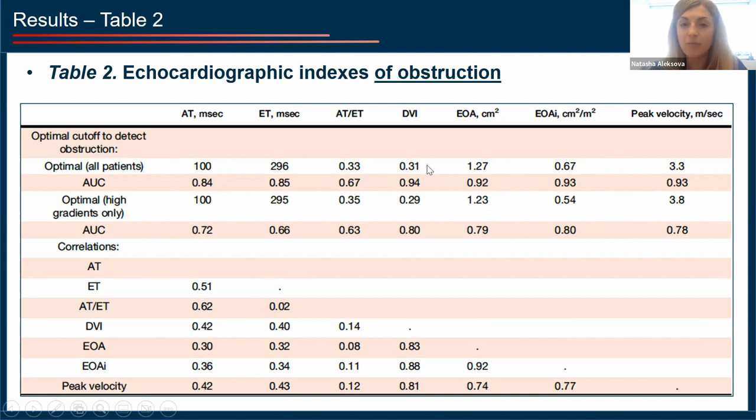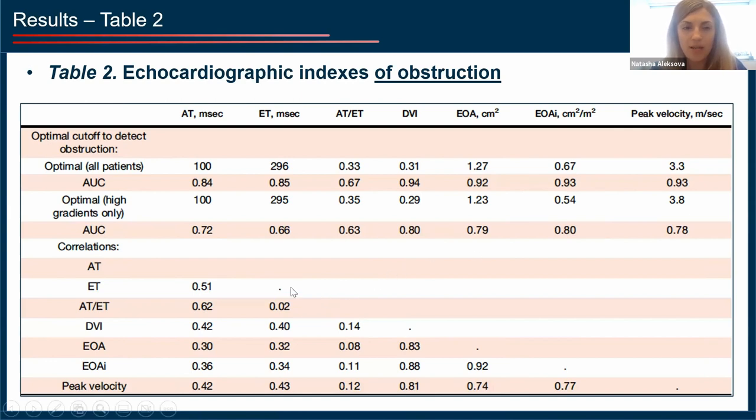Similarly, DVI of 0.31 had an area under the curve of 0.94, which is also a very good discriminatory power, suggesting that these existing cutoffs do work well. However, importantly, and the study authors do note this as well, when you include only the patients who had high gradients, the discrimination, or the area under the curve values, does reduce, suggesting that more information is needed when you're making decisions about obstruction by echo.